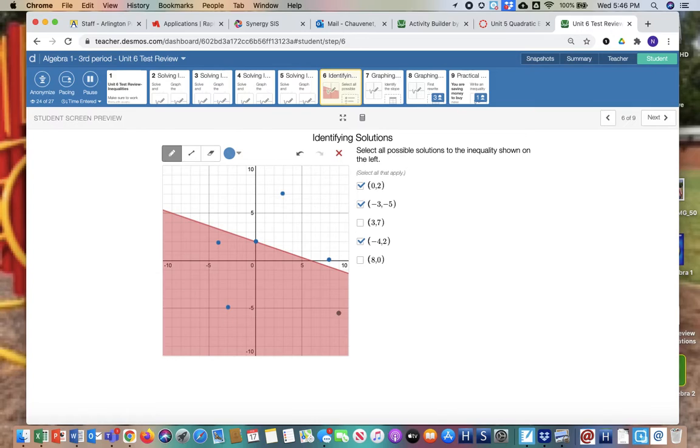So again, in the shaded region, solution. Non-shaded region, not a solution. If it's on the line and the line is solid, it's a solution. If the line is dotted, it is not a solution.